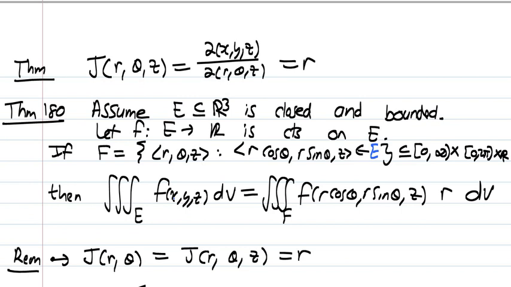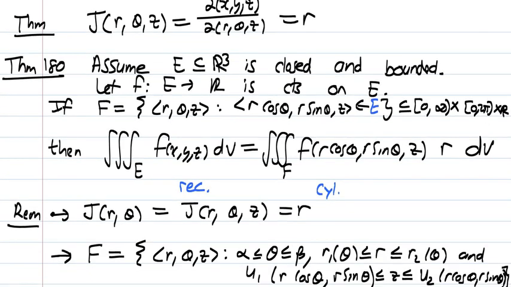Alright, so the integral on the left is using rectangular coordinates, and the integral on the right is using cylindrical coordinates. So on the left you will have x, y, and z as your variables, and on the right you will have the variables r, theta, z. And you can see why it is an extension, because the Jacobian for polar coordinates is the same as the Jacobian for cylindrical coordinates, and they're both equal to r.